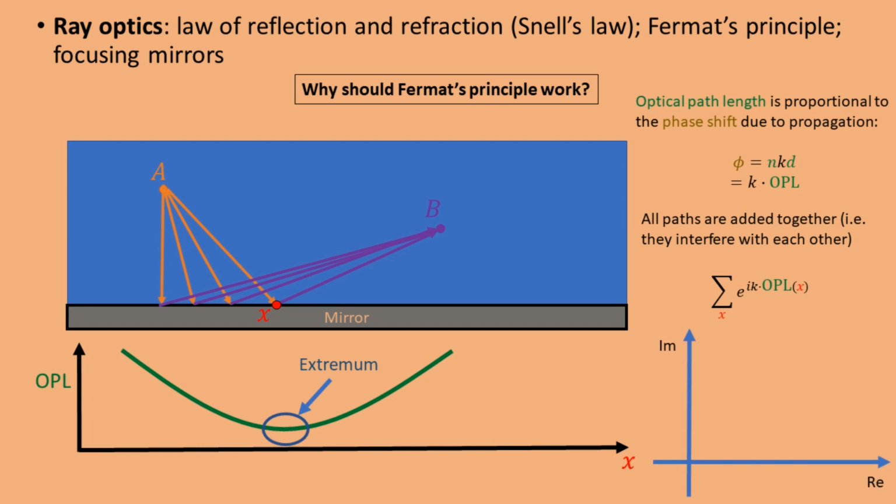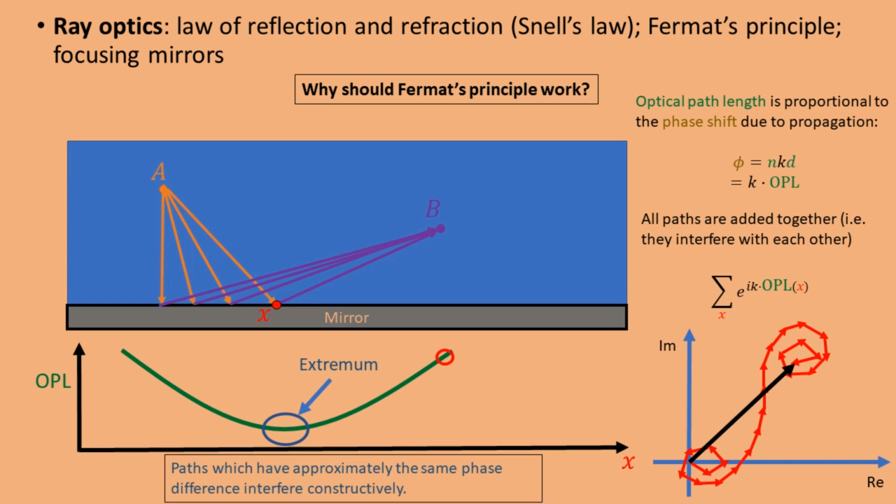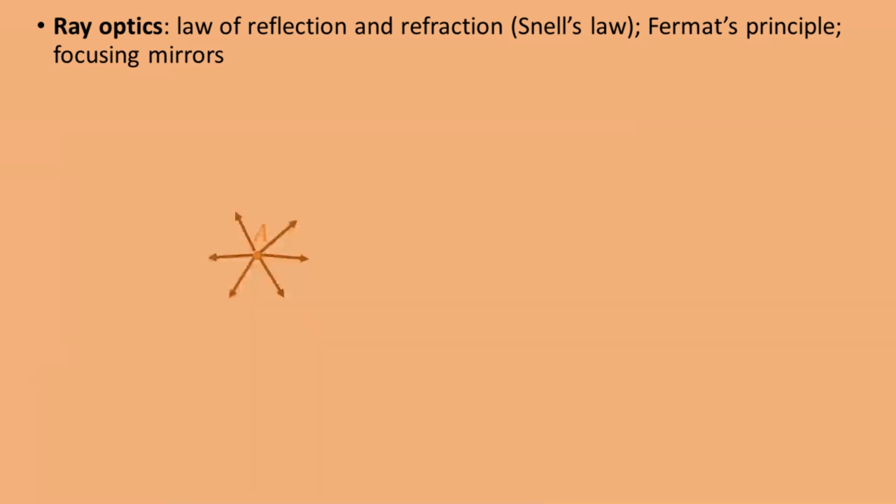When we visually add all these different phase factors together in the complex plane, we see that when the optical path length varies rapidly as a function of X, the rays interfere destructively, so they barely contribute to the total field in B. However, near the local minimum where the optical path length is approximately constant, the rays interfere constructively, thus leading to a large contribution to the total field in B. And so we see that Fermat's principle works because the rays that travel along paths which have a minimal optical path length undergo approximately the same phase shift during propagation, so they act constructively, while rays traveling along other paths interfere destructively.